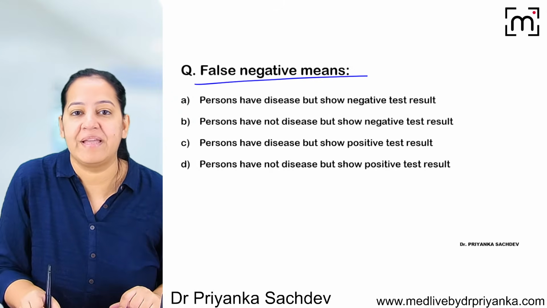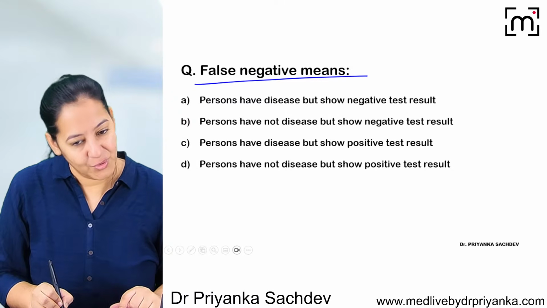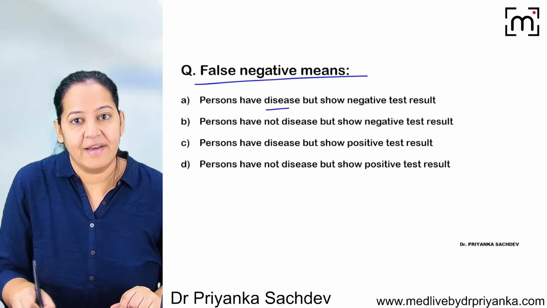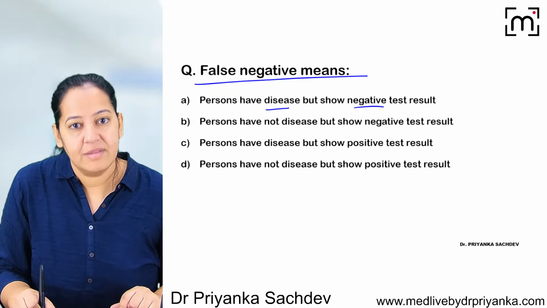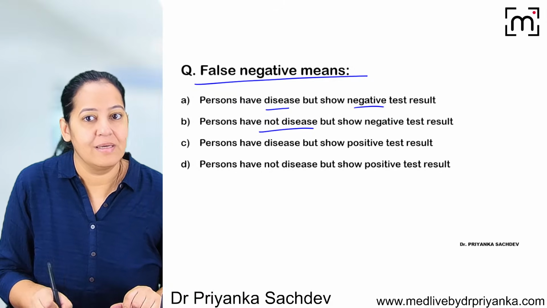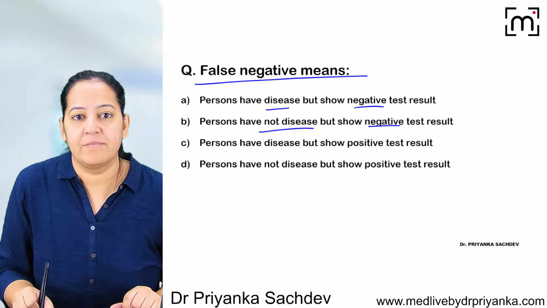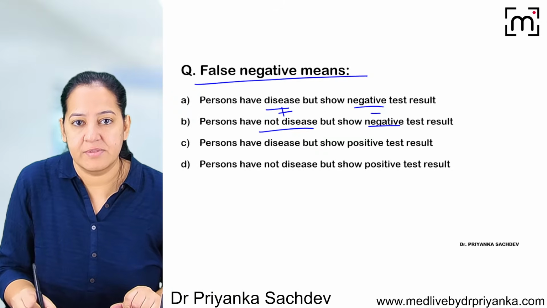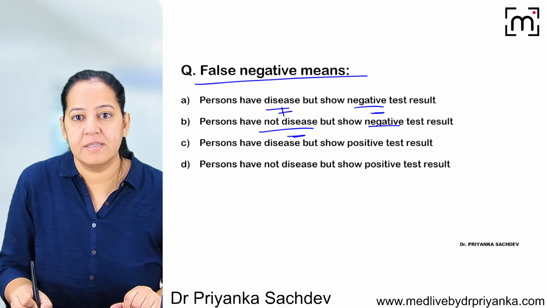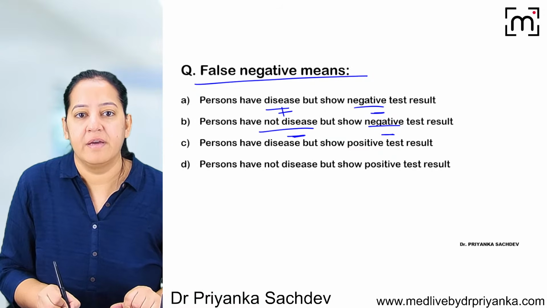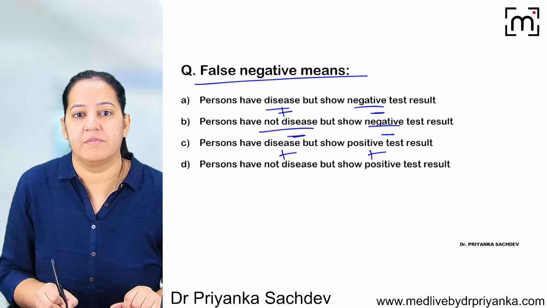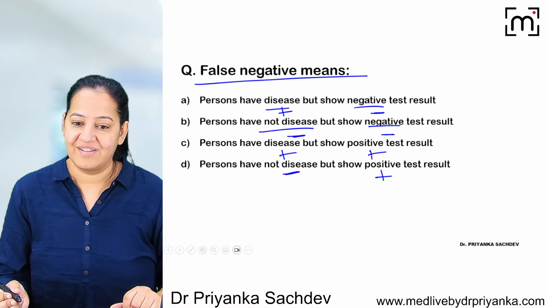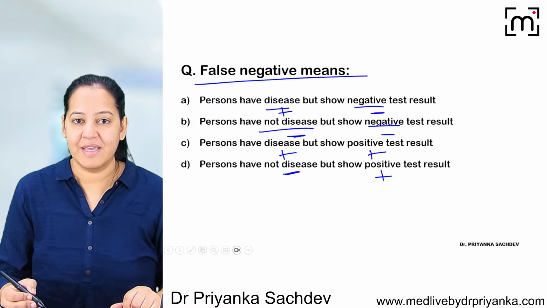False negative means. What is false negative? You know the table now. These are the people who have the disease and the test result is negative. These are the people who do not have the disease, but the test result is negative. Here disease is present, test result is negative. Here disease is absent, test result is negative. Here disease is present, test result is positive. Here disease is not present, but test result is positive. So which of them is the correct answer?